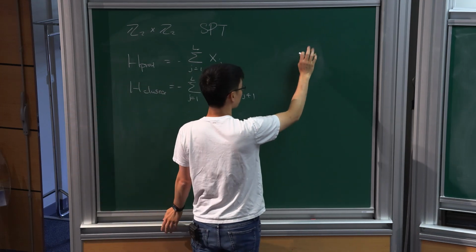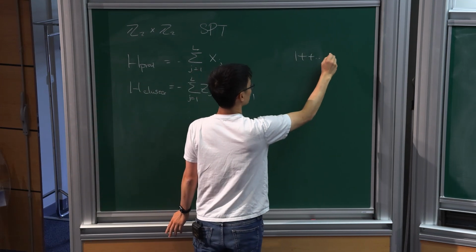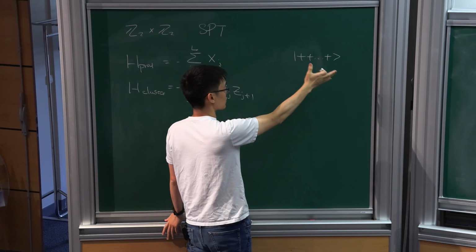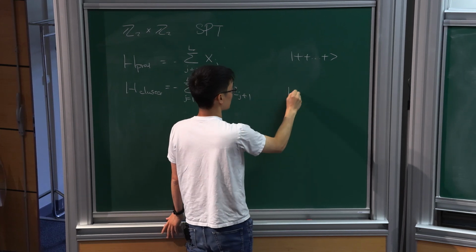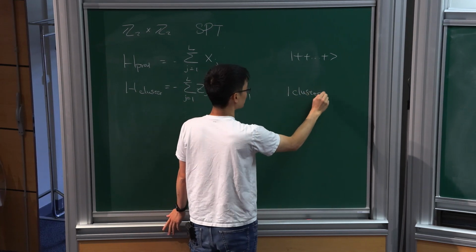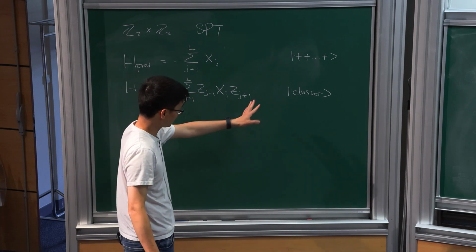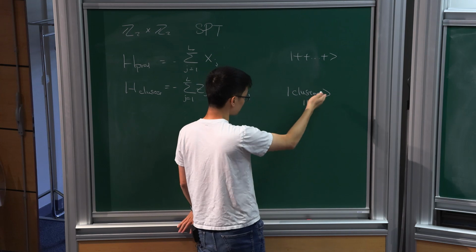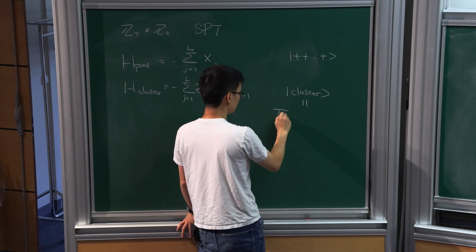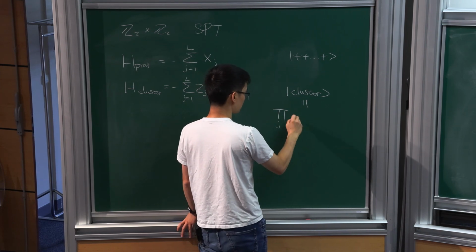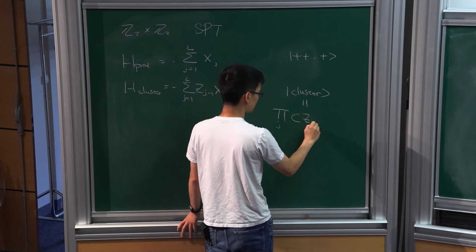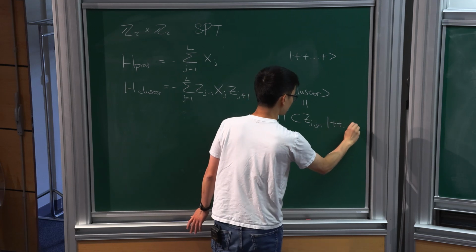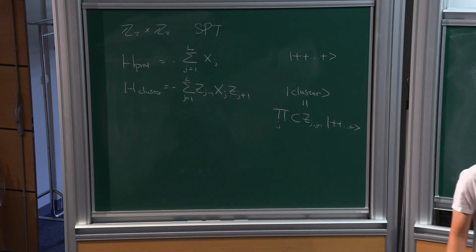And both of them are trivially gapped with a unique ground state. For this product Hamiltonian, the ground state is a product state. Whereas for this slightly more non-trivial Hamiltonian, the cluster Hamiltonian, the ground state is, well, let me call it the cluster state. And it's simply related to the product state by unitary transformation, where CZ is the control Z gate.